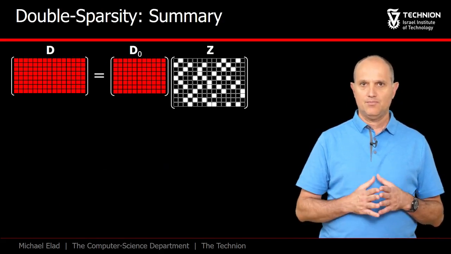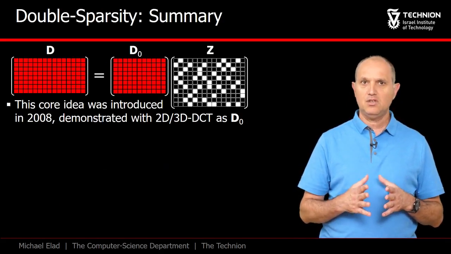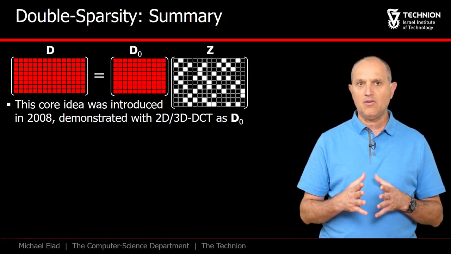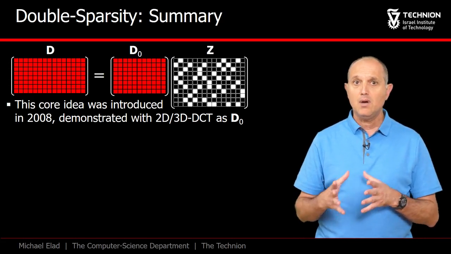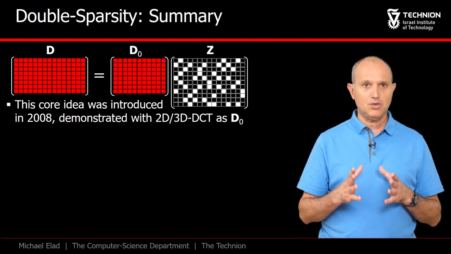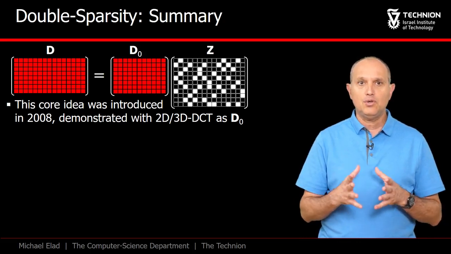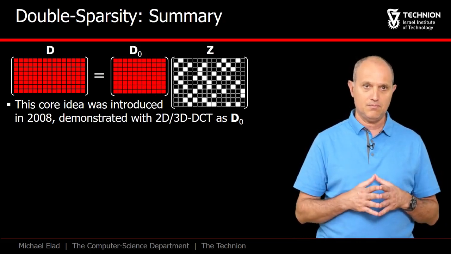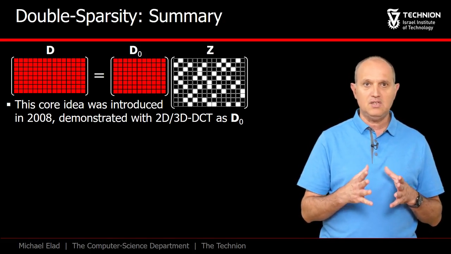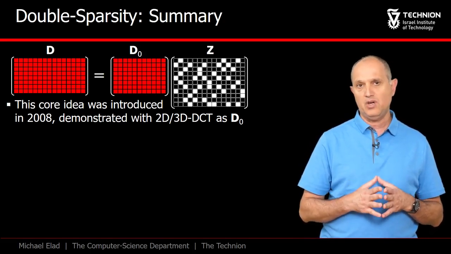We now summarize. Double sparsity, as suggested in 2008, describes the dictionary D as the multiplication of a given transform D0 by a sparse matrix Z. The original work presented this rationale and the core ideas in how to turn it into a practical training algorithm. This work focused on the choice of a 2D or 3D DCT as D0 in its experiments.